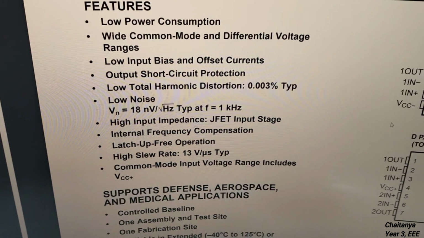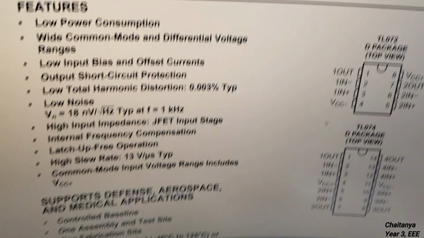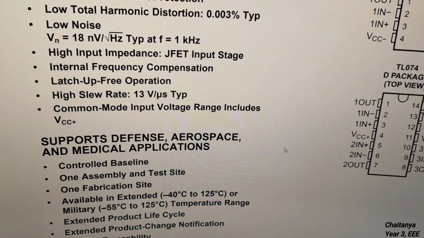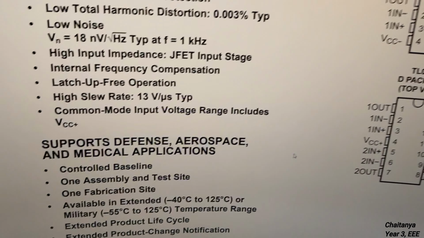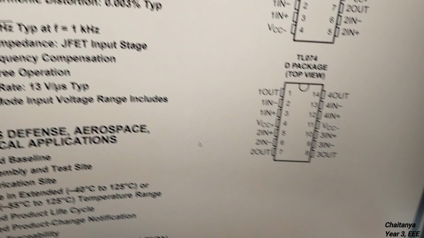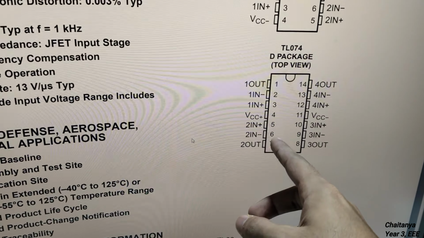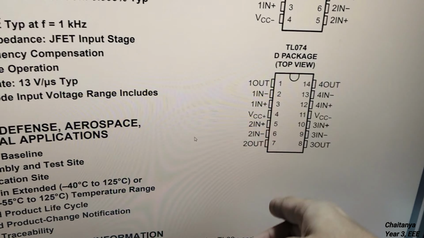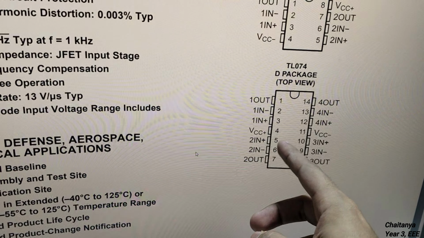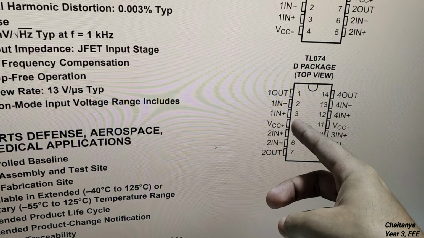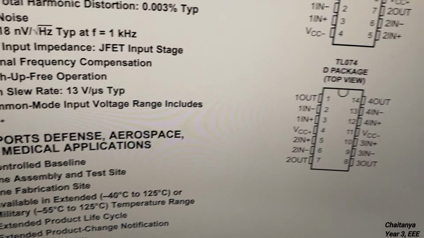It's 13 volts per microsecond, so that's good. And I think it has around 3 megahertz gain bandwidth, maximum bandwidth, so that is also good for this. Yeah, this is a nice op amp for general applications. This is the pinout, and we're going to be needing three op amps here. The TL074, as the name says, is a quad op amp, so four op amps in one package. So we'll be using three of these four op amps.